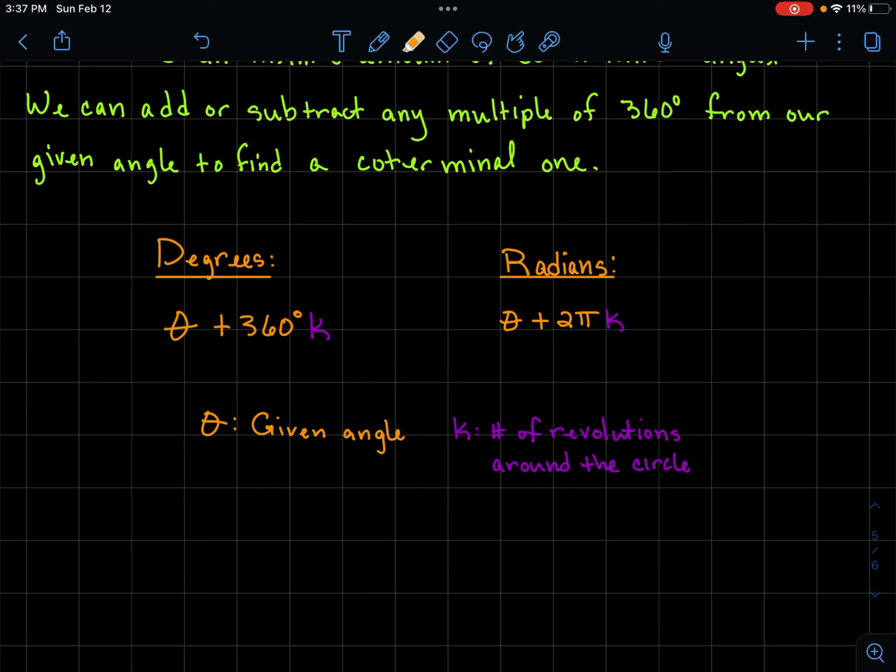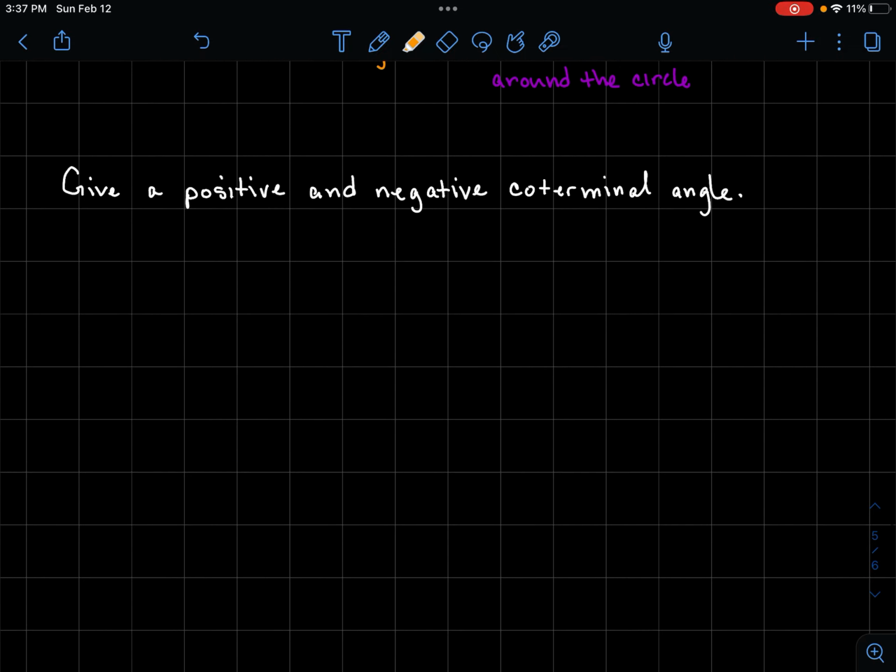So we can formulate this now. If I want to find any particular degree measure that's coterminal, I need to take my given angle and add any multiple of 360 degrees. That k number is just how many revolutions you're wanting to go around the circle. The same thing can be said for radians: our given angle theta plus 2 pi times any given amount of revolutions that you want to go around the circle. So if you're given an angle and you're asked to find a positive and a negative coterminal angle, we can just simply add or subtract 360 from it as many times as we want, or we can add or subtract 2 pi from it as many times as we want.